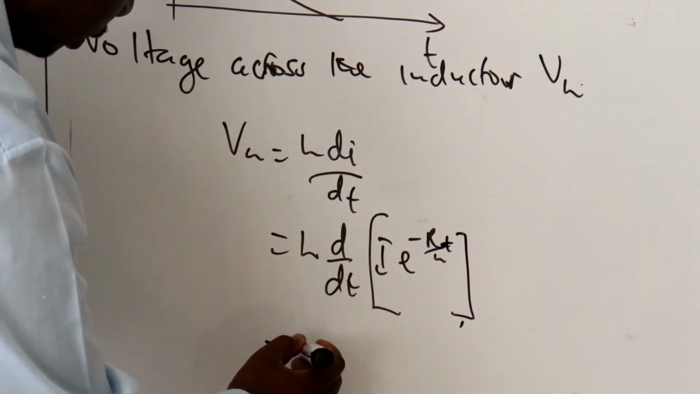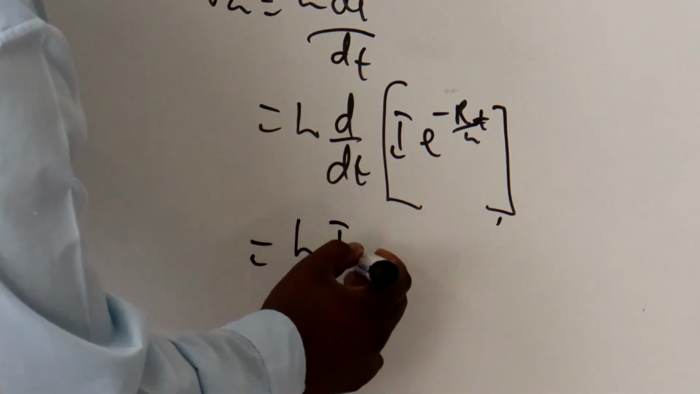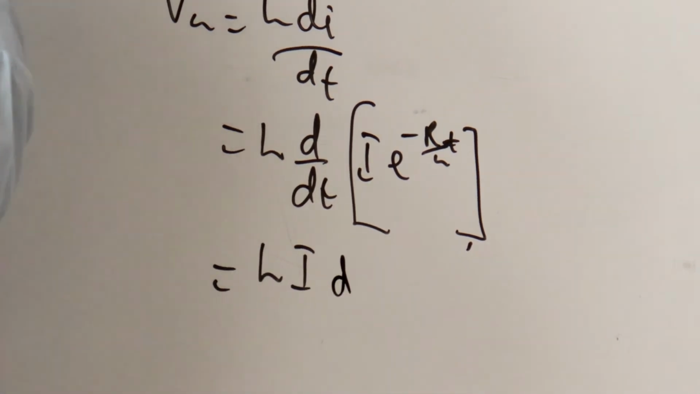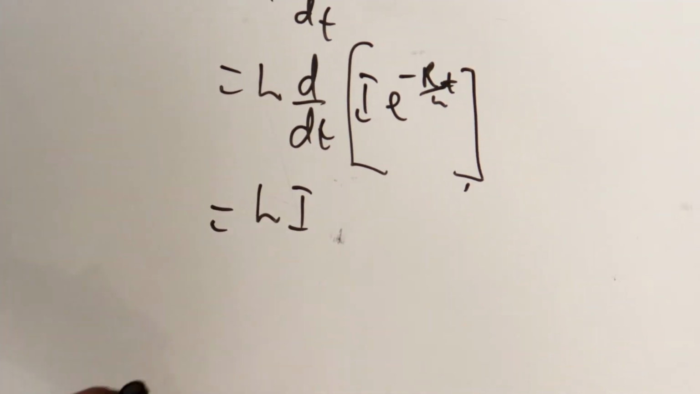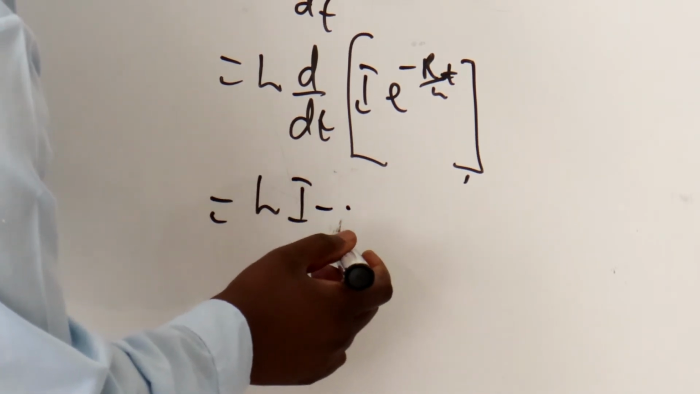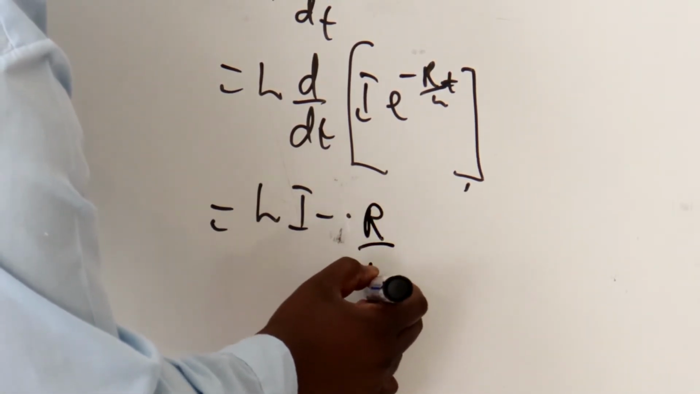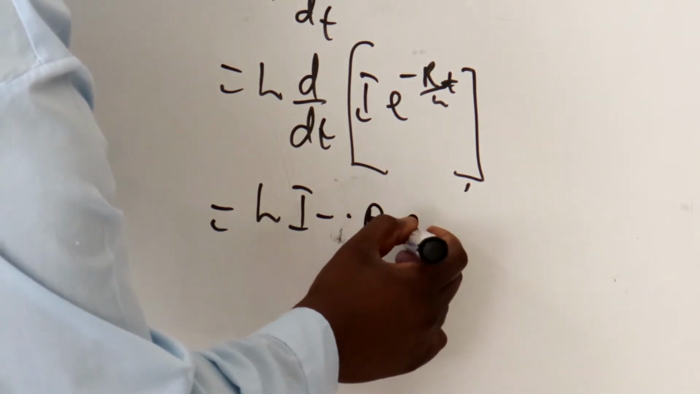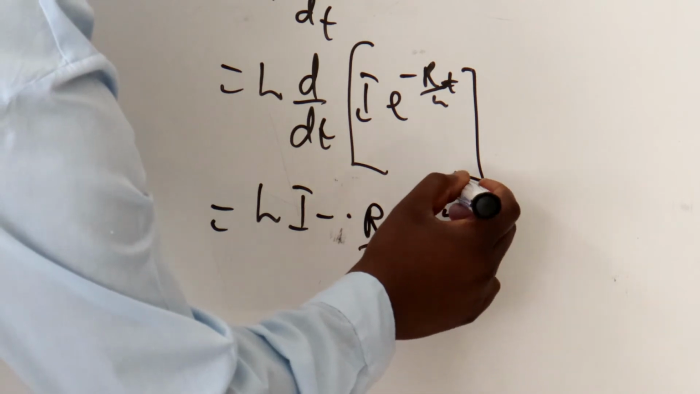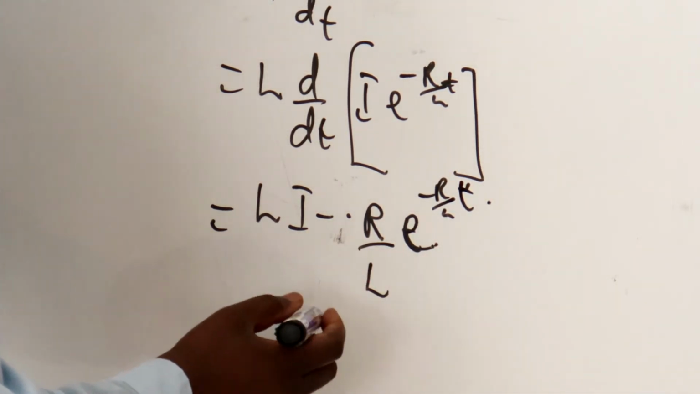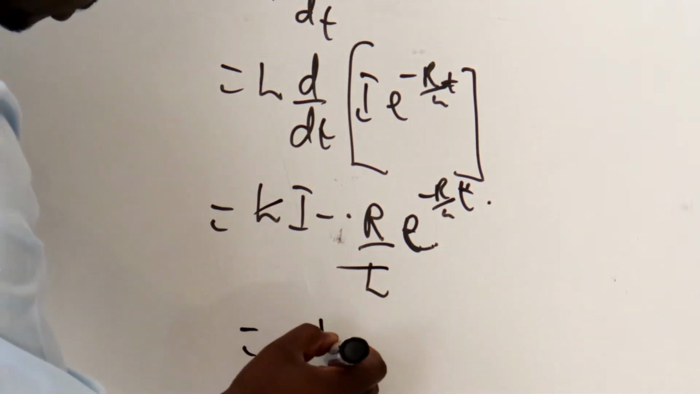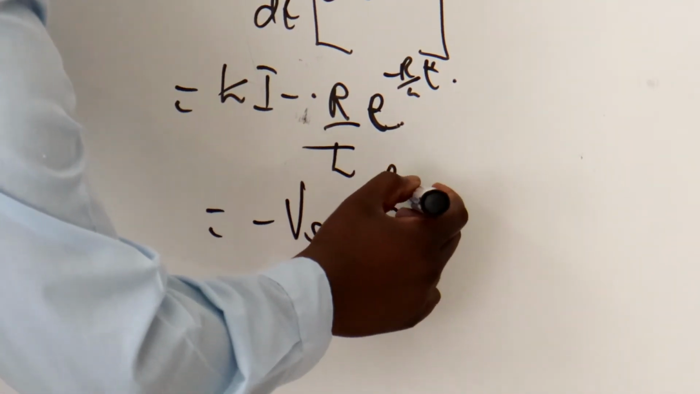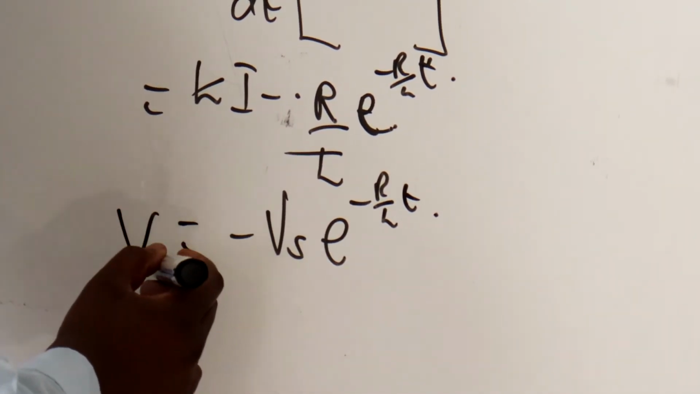We shall thus have L times d/dt of that, which gives minus R over L times e^(−R/L t). The L and L cancel. We shall have minus V_S e^(−R/L t), which is given as VL.